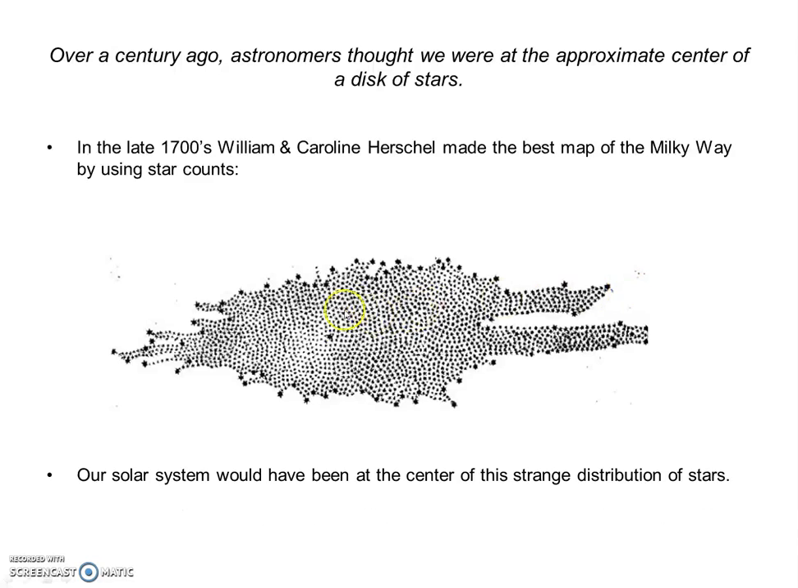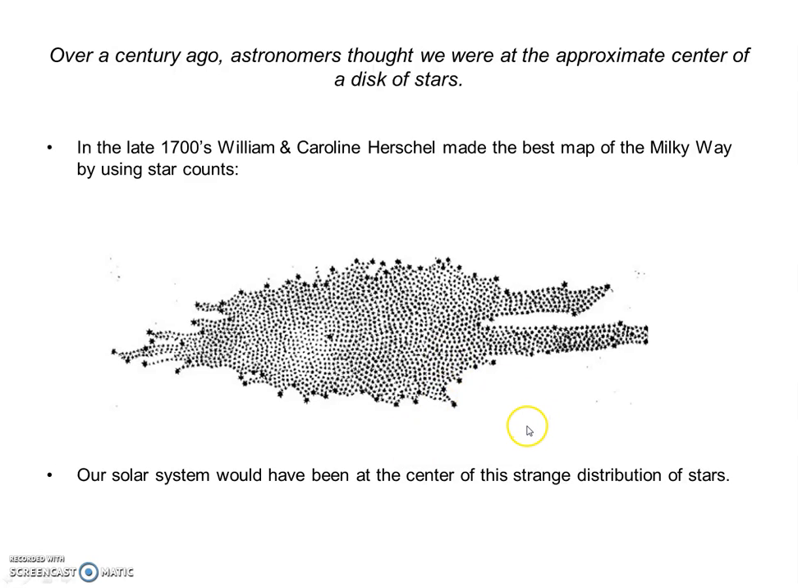Our solar system would have been here more or less at the center, and so, not surprisingly, you see fewer stars if you look this way or this way, and you see more stars if you look this way, but especially if you look to the right, which we now know actually does not end here, but goes on for quite a ways.